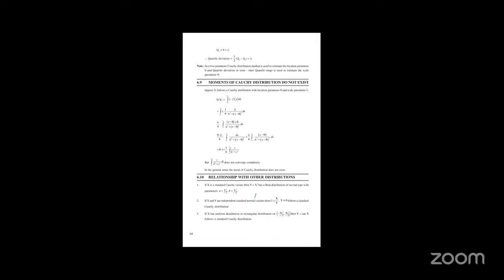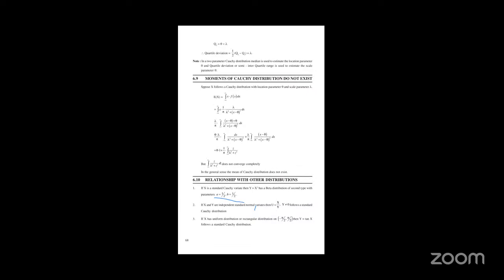Next, coming to the relationship with the other distributions. So what is the relationship with the other distributions? We'll see now. If x is a standard Cauchy variate, then y is equal to x square has a beta distribution of the second type with parameters a equals 1 by 2 and b equals 1 by 2.